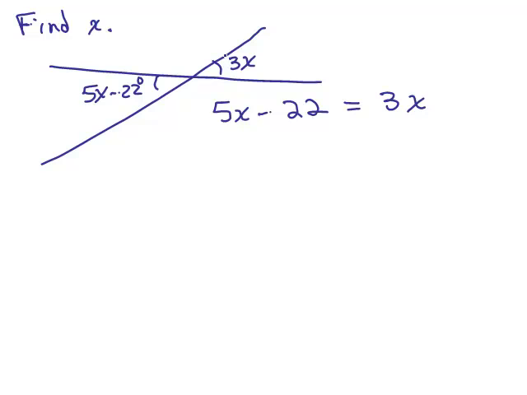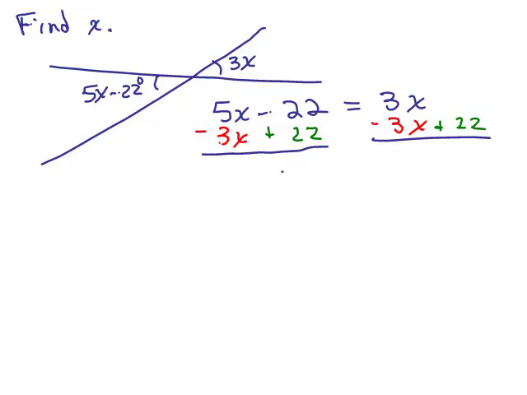Now remember, if they were two adjacent angles, they would add up to 180, right? We just did a problem like that, but that's not this problem. These are the same measure here. So how do we solve this? How about subtracting 3x from both sides? And let's go ahead and also add 22 to both sides. So we have our variables on the left, constants on the right. So we've got 2x equals 22. So x is 11 degrees.